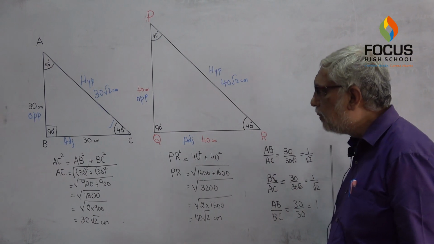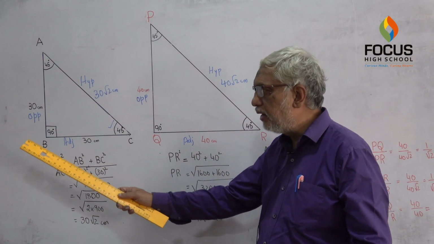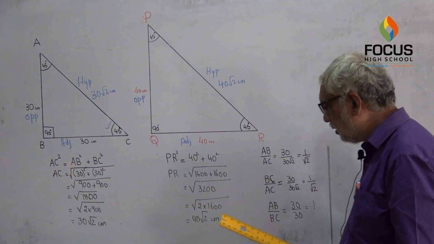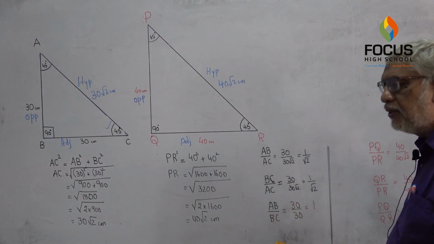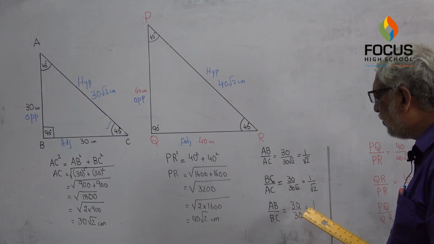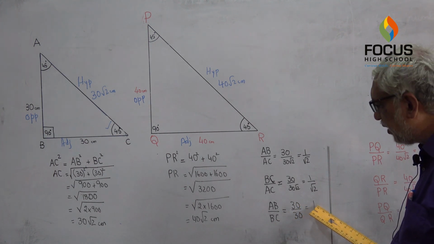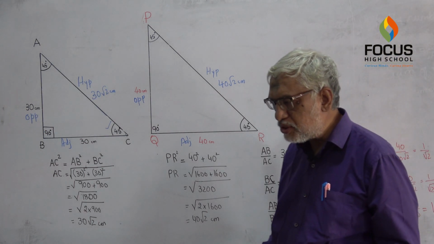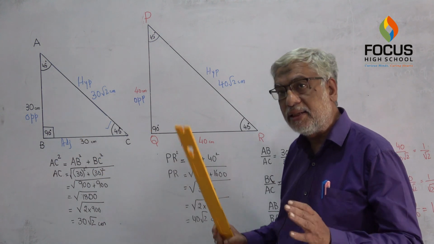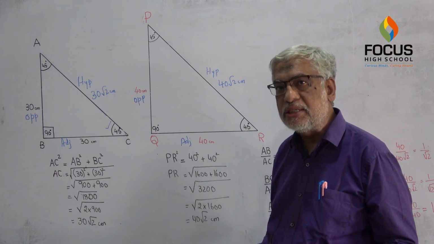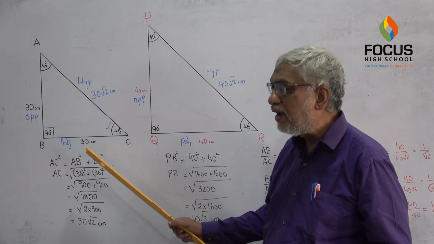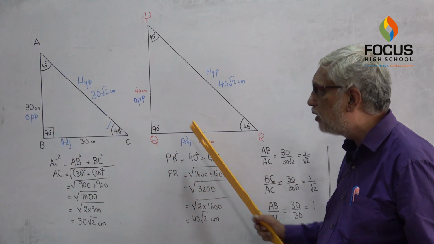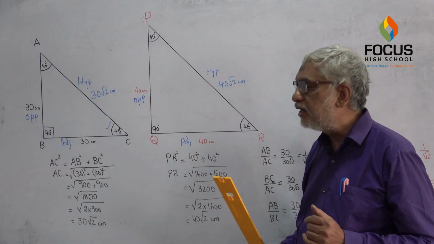Now the last remaining ratio is AB by BC, which is 30 by 30, both the sides are 30. So it will be 30 upon 30, if I simplify I get 1. Now the question: if I take another right angle triangle which is isosceles but having different measurements, here the two sides are 30 and 30, now I am taking 40 and 40. What happens if I take the ratios?